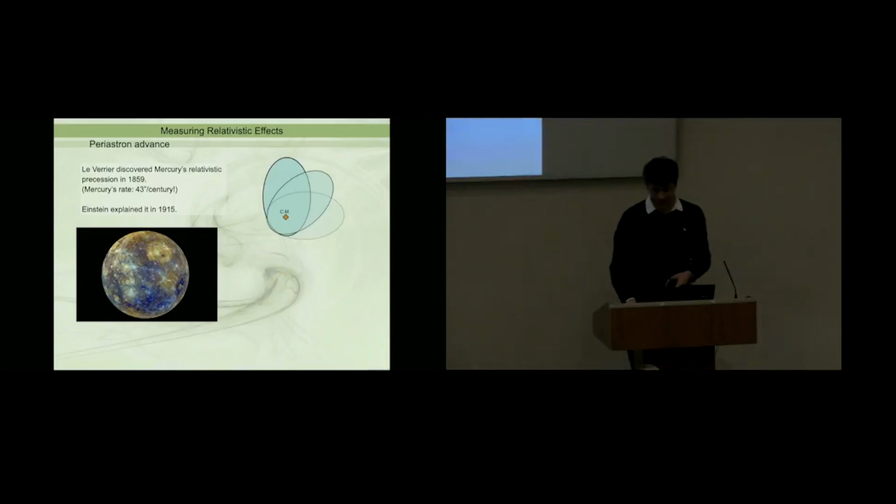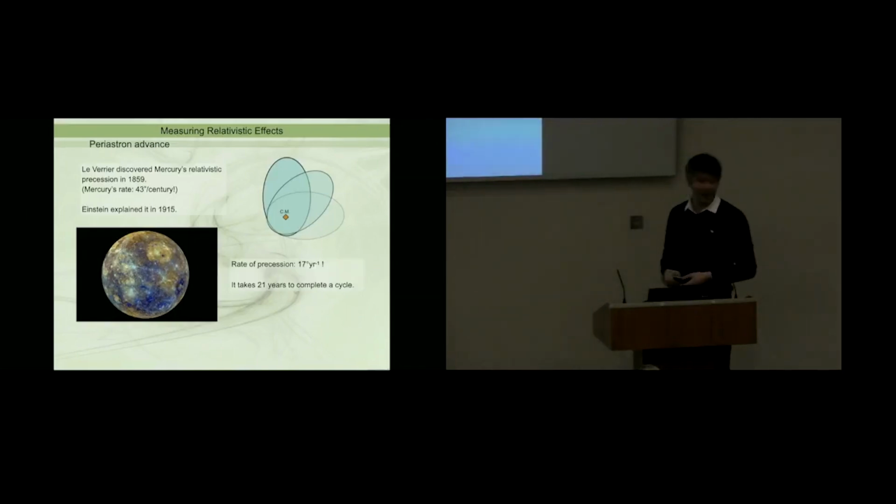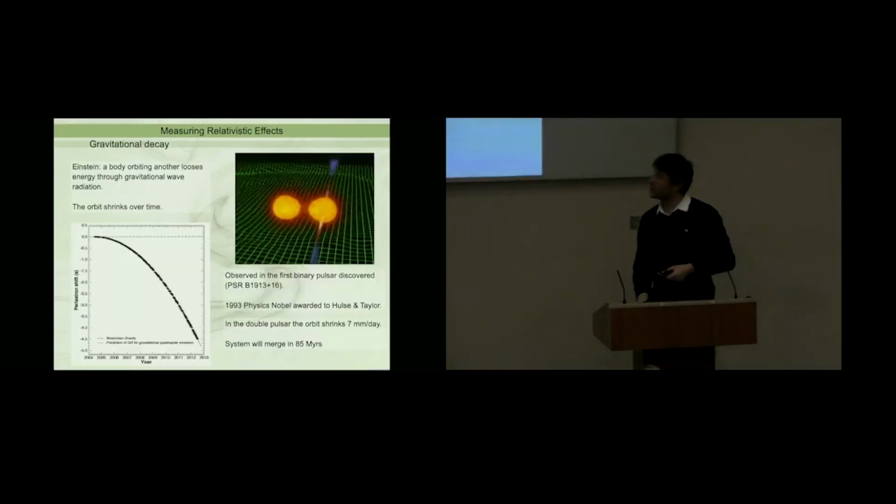If you look at that double pulsar system that we found, it's 17 degrees per single year, the drift. Okay, so in 21 years, the orbit will have done a full cycle of precession and will come back to the original orientation. And this you can only explain using Einstein's theory, basically. So Einstein himself had managed to explain it for Mercury in 1915, and now it's been observed elsewhere.